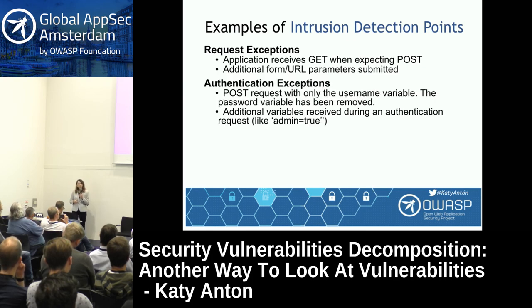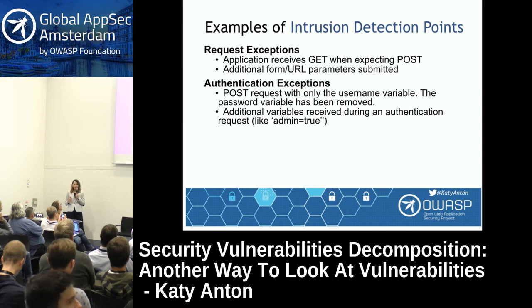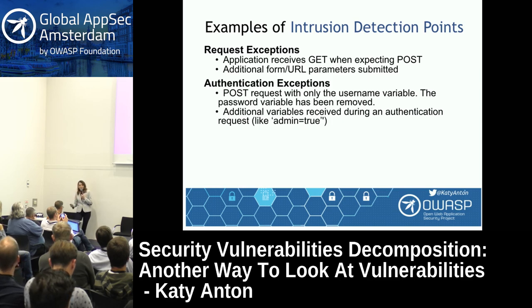In the case of authentication, if the application expects to receive, for example, two parameters, username and password, but instead it receives only one of them, the username, because the password has been removed, that's another type of exception that should be logged. Again, if the application receives extra parameters during authentication, and something that a pen tester again will try to do is admin equal true to see if he can escalate privileges, if this is detected, this is another type of exception that should be logged.